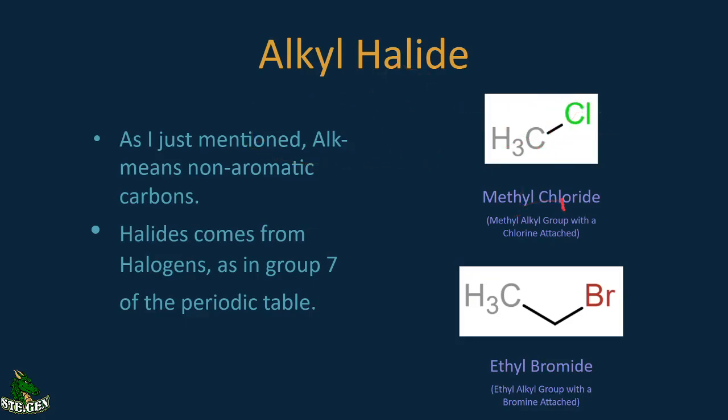So in this case, this is methyl chloride, and that would be an alkyl halide because it is a methyl group, and then there is a chlorine attached to that methyl group. And then this here would be ethyl bromide because it is a 2-carbon chain, so that's ethyl attached to a bromine. So notice, because it's a halide, we change chlorine to chloride and bromine to bromide.